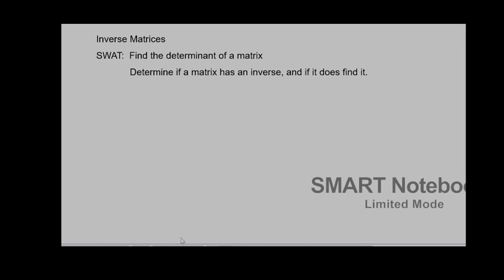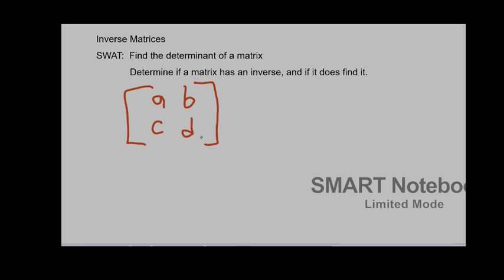So the determinant of a matrix. We've talked about matrices before. If we just look at a standard 2 by 2 matrix, A, B, C, and D. We're going to use the determinant to find the inverse of the matrix eventually. So we need to be able to find the determinant before we can find the inverse.